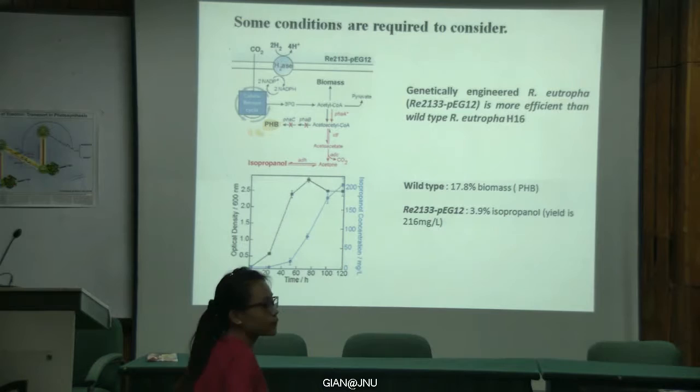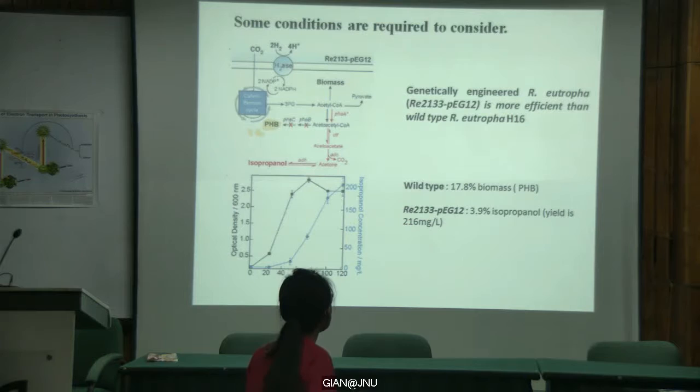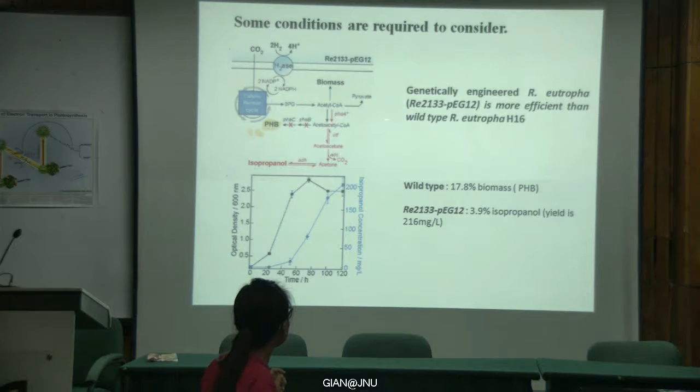They introduced three genes in the plasmid pEG12. These are the genes phaA, ctfAB, adc, and adh. These are genes related to the plasmid. And they block the polyhydroxybutyrate synthesis pathway. The introduction of these genes leads to the production of isopropanol. And this is the cell growth and the isopropanol concentration.